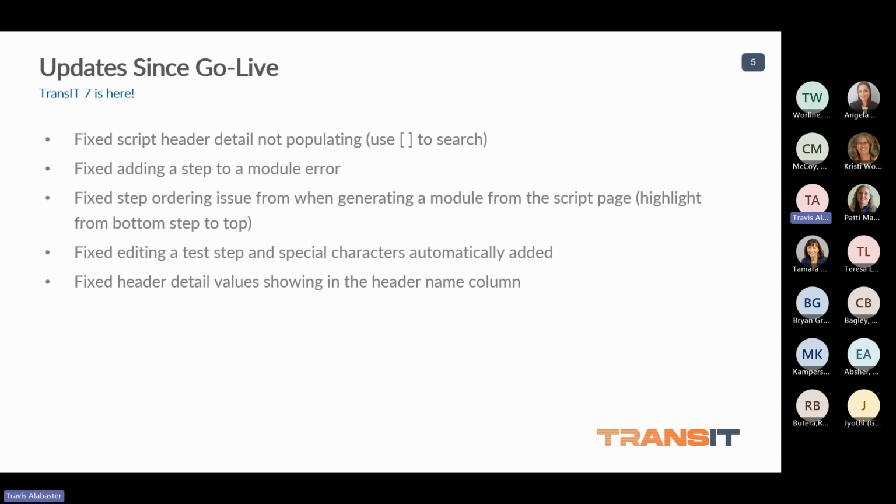We fixed editing a test step and special characters that were automatically being added, so that for some reason they were just adding to your step, and you didn't actually see it on your test step until you went in and did an edit. And we also fixed an issue where the values of your header were actually showing in the name of the header detail and not in the value. So I'll be able to show you some of those fixes.